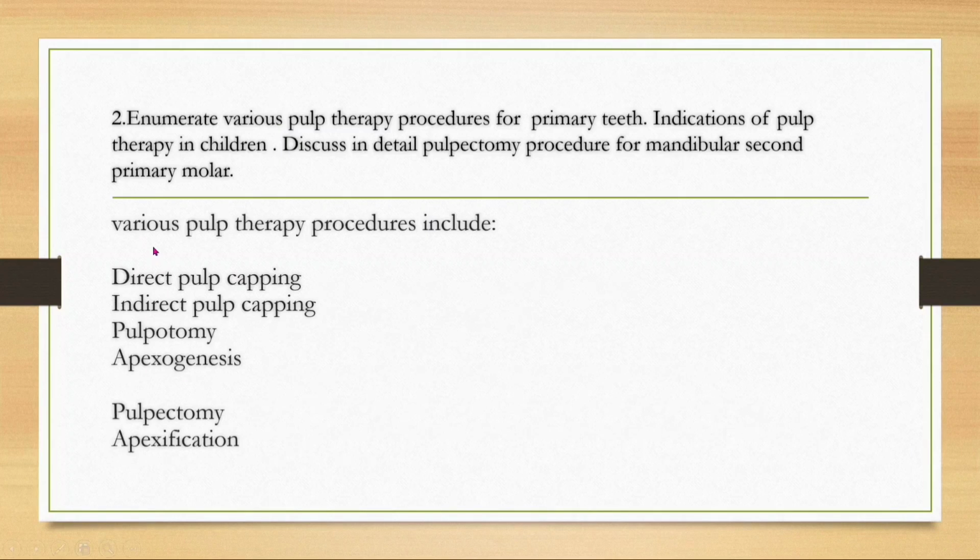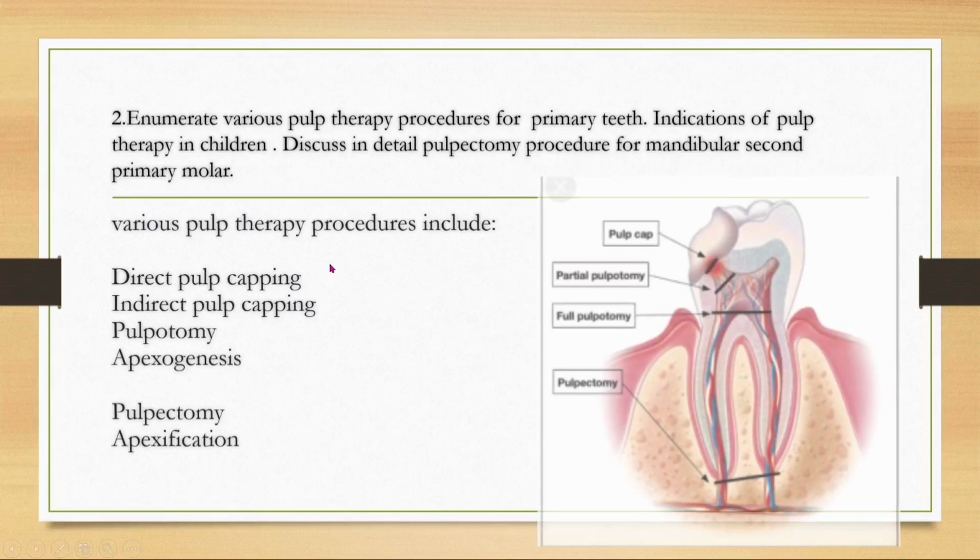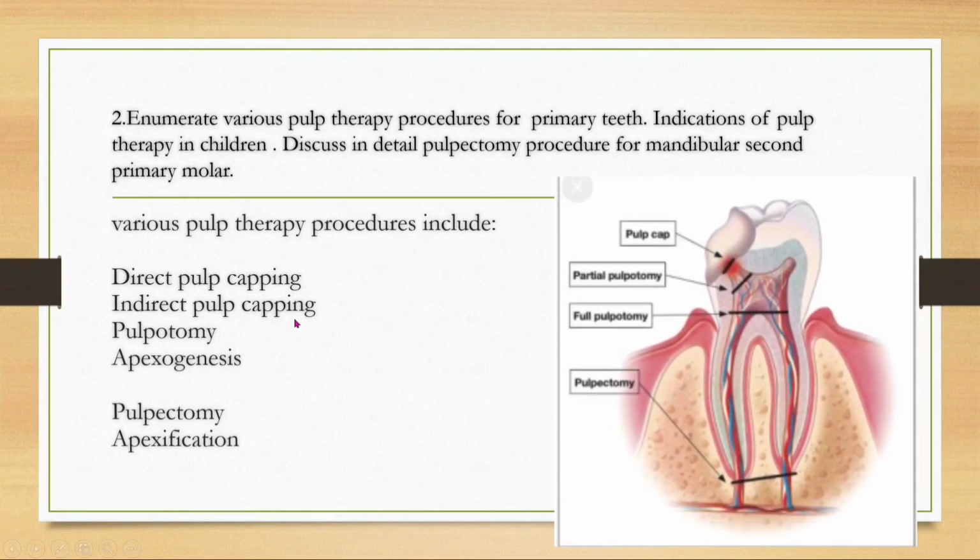Next question: enumerate various pulp therapy procedures for primary teeth, indications of pulp therapy in children, and discuss in detail about pulpectomy. Okay, so sometimes they'll simply ask about any tooth. Don't get confused. The procedure is almost the same for all the teeth. So what are the various pulp therapy procedures? That is direct pulp capping, indirect pulp capping, pulpotomy, apexogenesis, pulpectomy, and apexification.